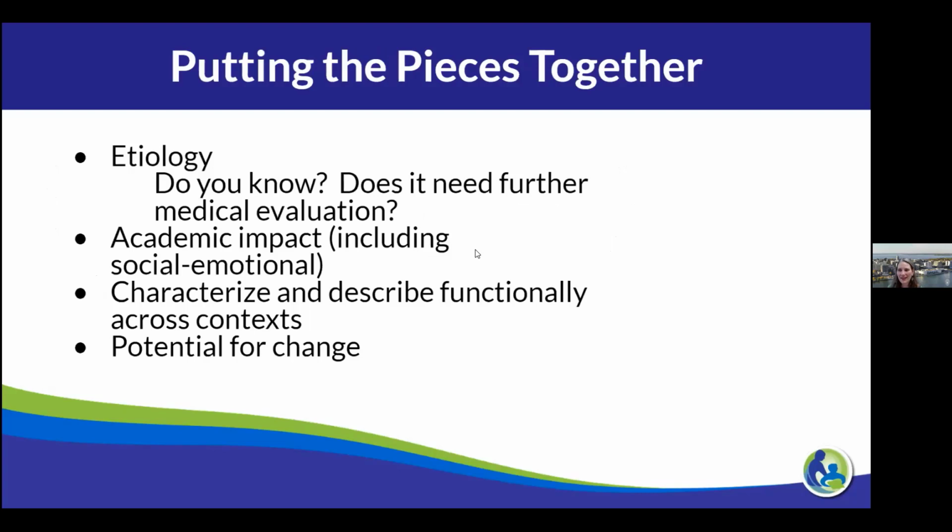Okay, all that to say, a lot of tools you can use. So when you're putting the pieces together, none of this is going to tell you the etiology, right? So that is important in planning treatment. You might know from medical settings, you might know from what the parents have told you. Again, we're treading in challenging waters here, but does it need further medical evaluation, or do we know the cause? But what we can do is talk about what is the academic impact, including social, emotional, peer relations, characterize and describe functionally across contexts, and determine potential for change. So all of this are things that you can begin to look at.